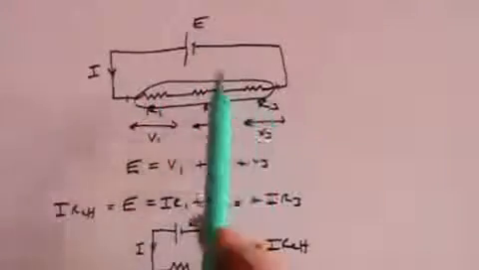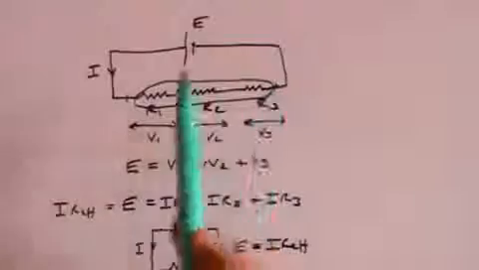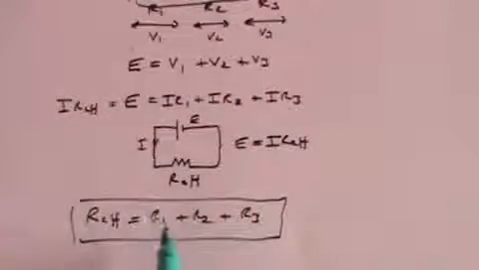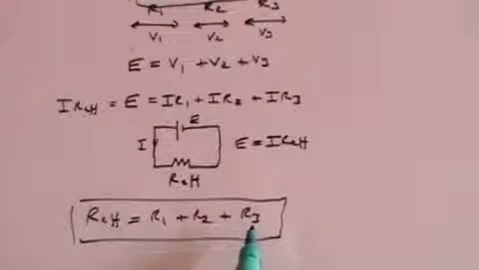In other words, if you were to replace all those and think of them as a single resistor, what is the value of that resistor? The answer is it is the sum of the three resistances.